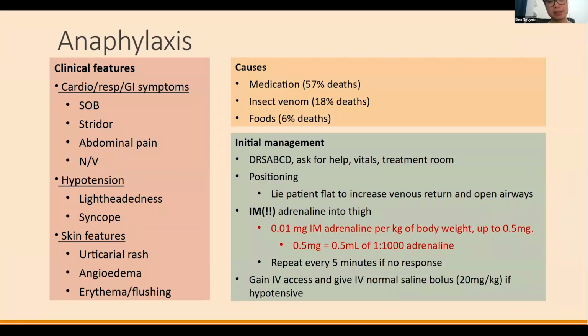And I think the dose is good to remember as well. They like to drill in the dose for us in fifth year anyway, so it's good to memorize. It's 0.5 milligrams, essentially, which is 0.5 mils of 1 in 1,000 adrenaline. And then the IV access that I was talking about and giving an IV fluid bolus if you can. Cool.